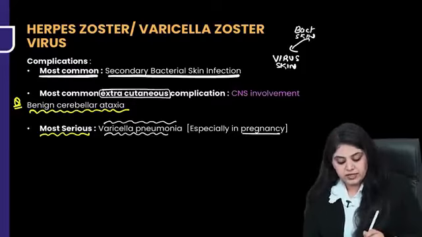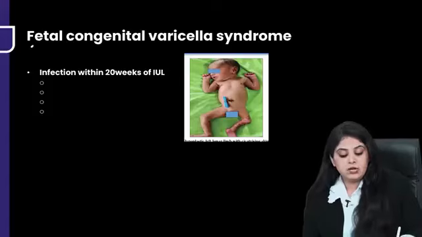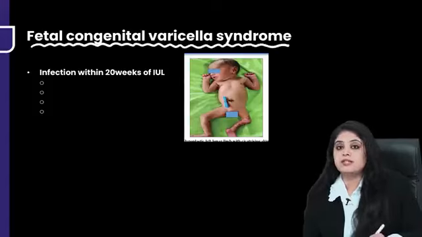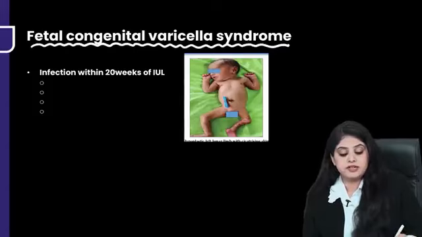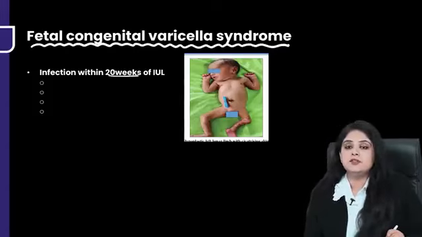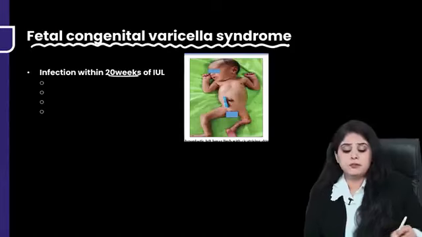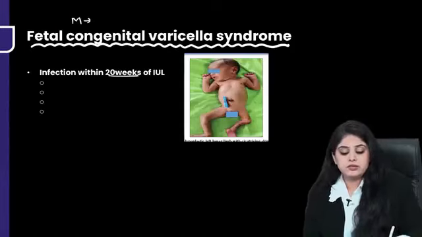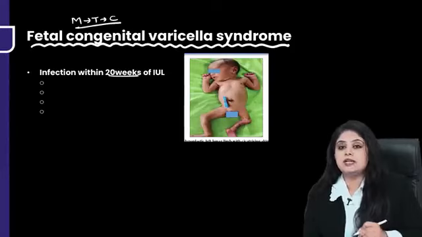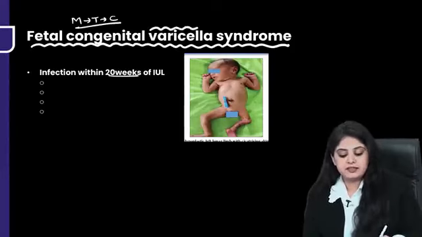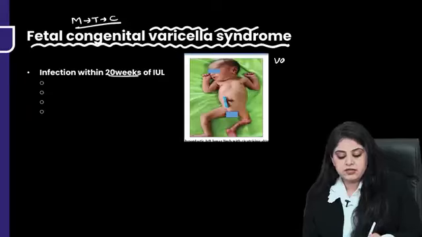So please note, when it affects the child, it is known as the fetal congenital varicella syndrome. That is when the infection, congenital, has occurred within 20 weeks of intrauterine life. So what happens when a child is going to get affected, mother to child, everything is going to become very small. So remember, in varicella syndrome, that is how we will learn it. In varicella syndrome, everything is going to become very, very small.